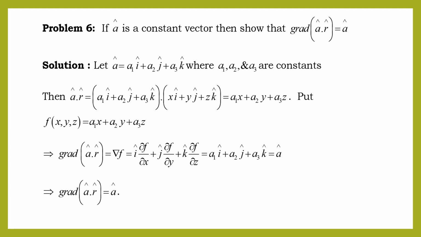If we substitute these values, then we obtain the gradient of a cap dot r cap equals i cap a1 plus j cap a2 plus k cap a3, which is again a cap. So, the gradient of a cap dot r cap equals a cap. We are done.